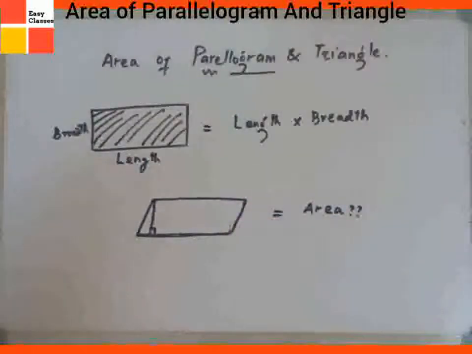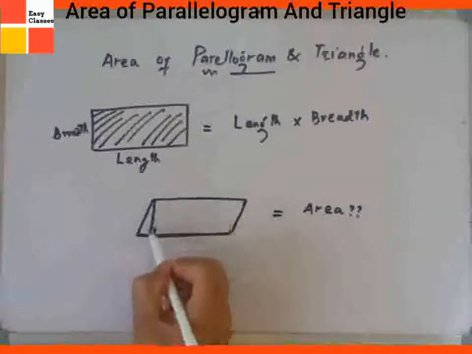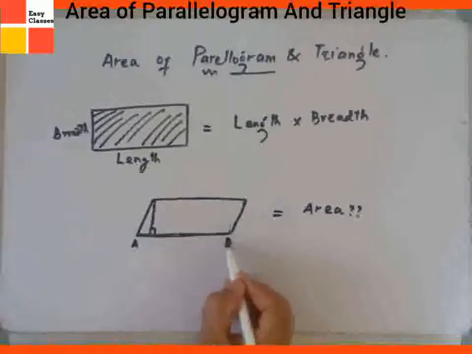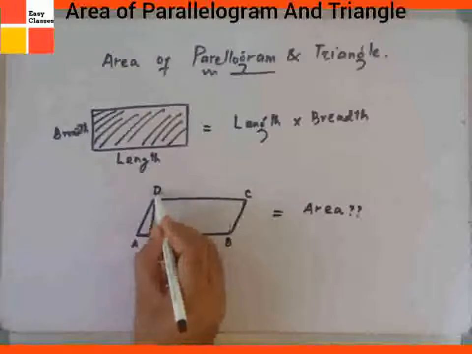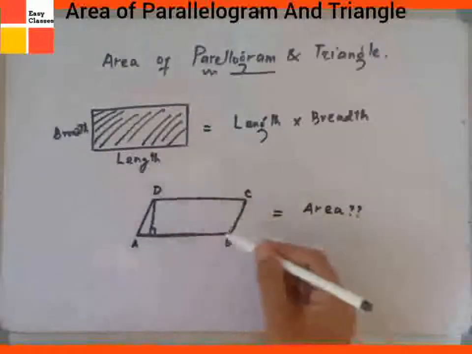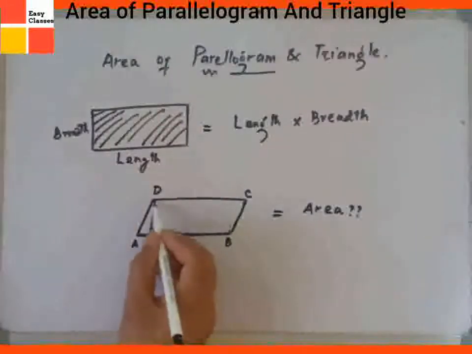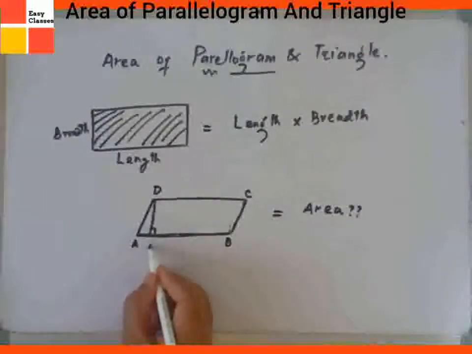So what I did, I drew the perpendicular on this side, for example, side AB. You can also draw a perpendicular on the side CD or BC. Now let me cut this part of the parallelogram, this triangular part. This is the triangular part, right? I will cut out this part of the parallelogram.